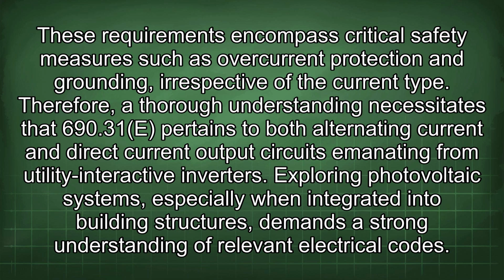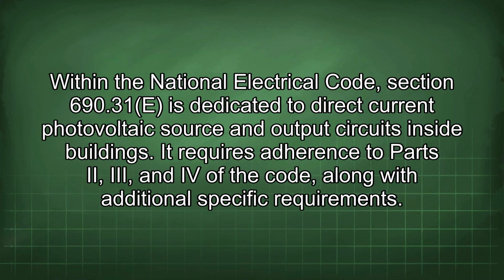Exploring photovoltaic systems, especially when integrated into building structures, demands a strong understanding of relevant electrical codes. Within the National Electrical Code, Section 690.31(E) is dedicated to direct current photovoltaic source and output circuits inside buildings. It requires adherence to Parts II, III, and IV of the Code, along with additional specific requirements.